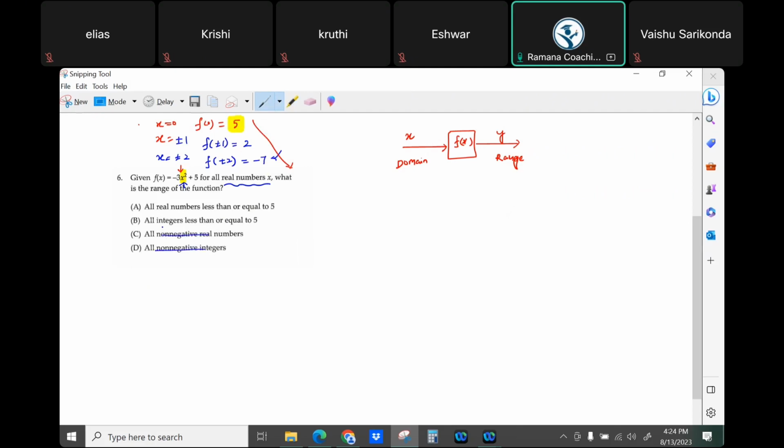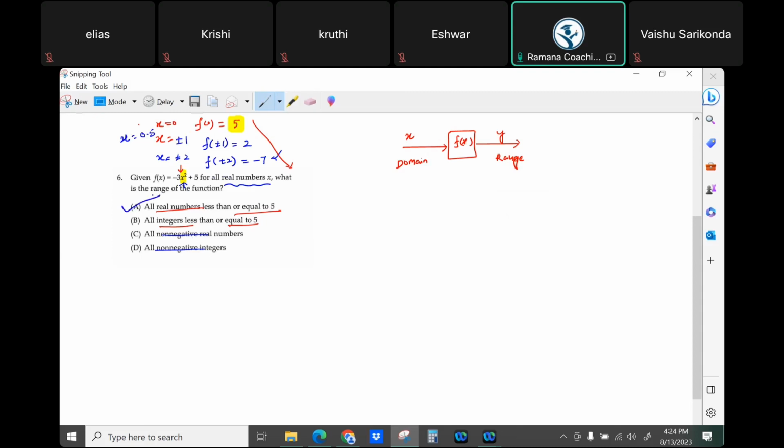Now the question is, all real numbers less than or equal to 5, or all integers less than or equal to 5? Don't think that these are integers because we substituted only integers. You could have substituted 0.5. Who is stopping you? Correct? So that means you will get decimal values too. So your answer is A.